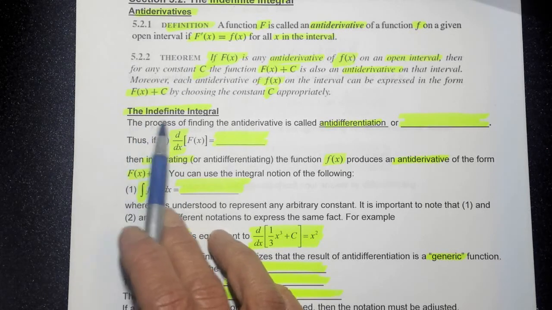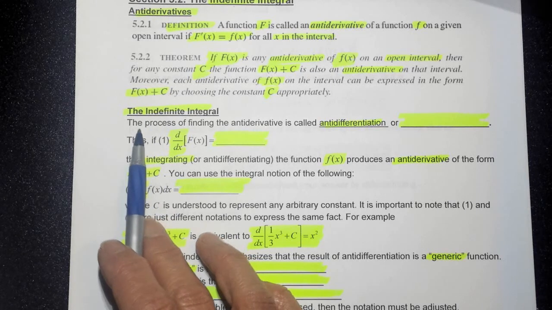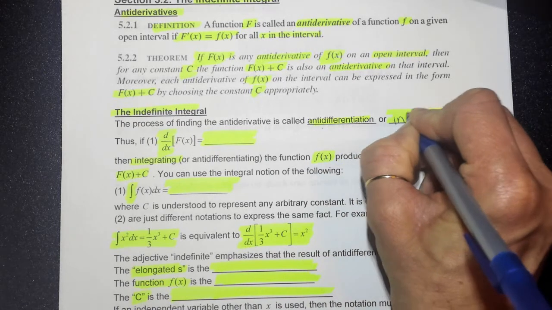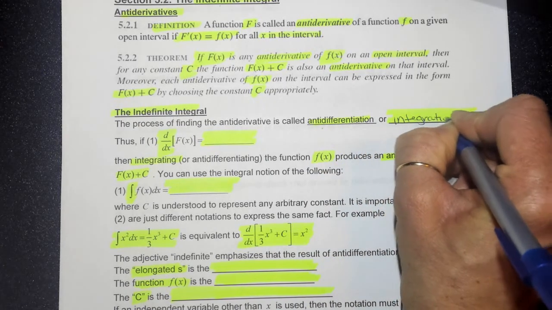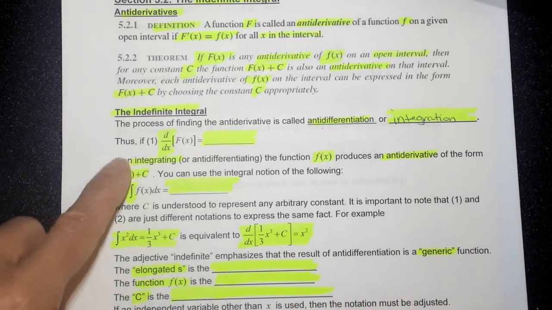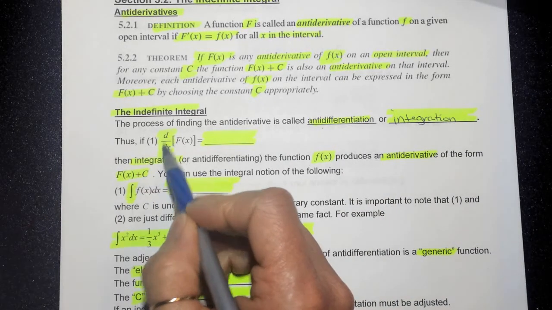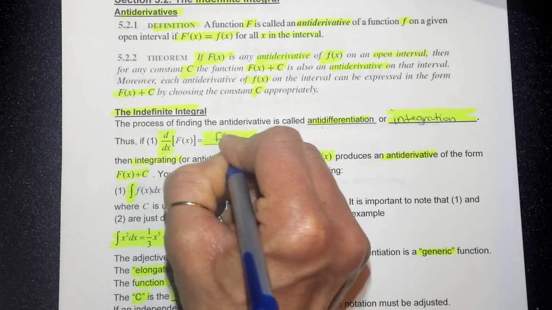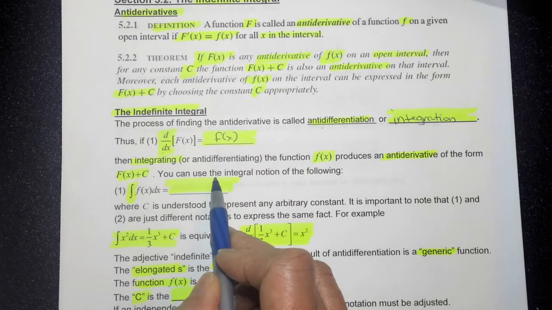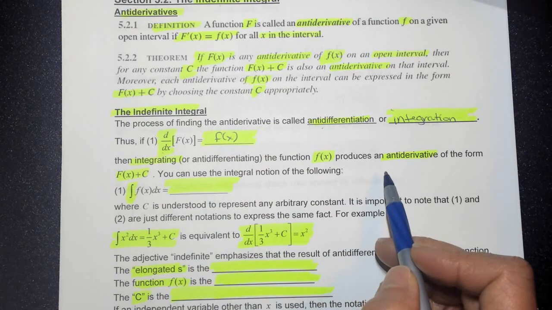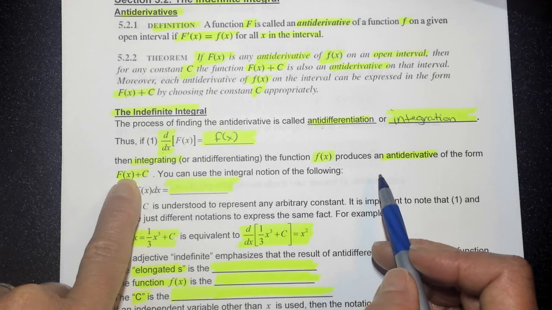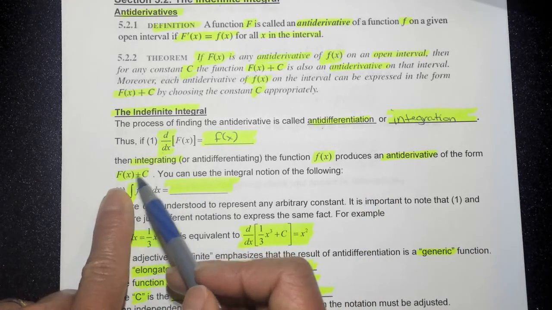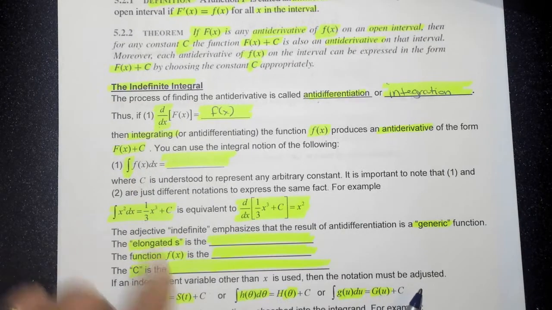Okay. So the indefinite integral here, the process of finding the antiderivative, is called antidifferentiation or integration. I prefer integration because antidifferentiation is just a mouthful. So this notation here, d/dx of capital F of x is equal to f of x. So integrating this function produces an antiderivative of the given form, capital F of x plus c. So they're saying that you're going backwards to the original and there could be some constant on the end.